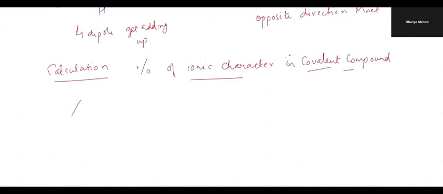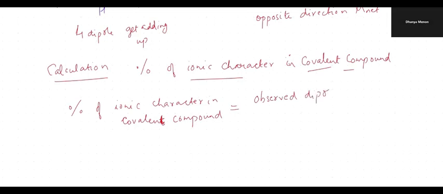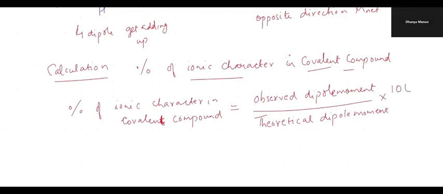The percentage of ionic character in a covalent compound is given by the observed dipole moment divided by the theoretical dipole moment, times 100. Okay, and this is the formula.